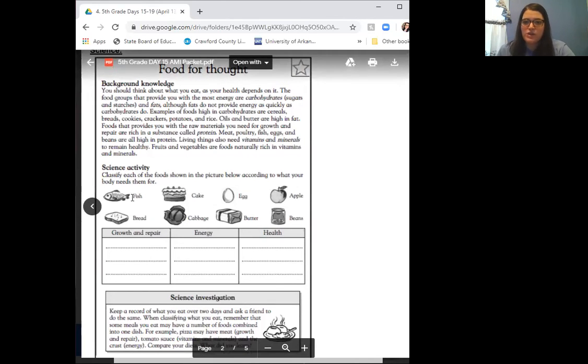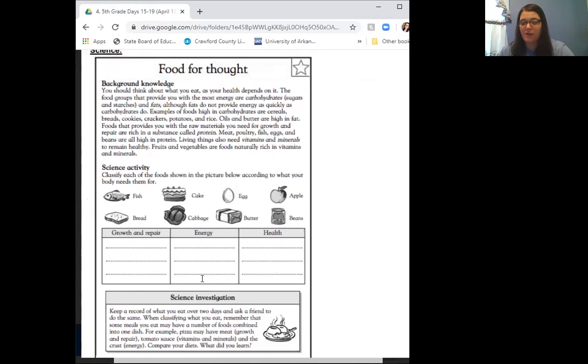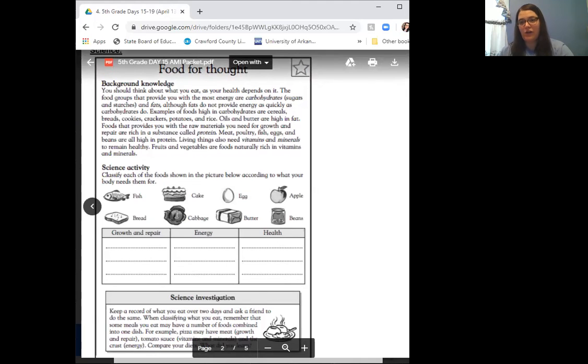So it gives you fish, cake, egg, apple, bread, cabbage, butter, and beans. So let's say if you think fish is a protein, which it is, you're going to put it in the growth and repair column. So fish would go here in the growth and repair column. If fish were a carbohydrate or a fat, it'd go in the energy column. And if fish were a vitamin or a mineral, it'd go in the health column here. So you're just going to sort these foods where you think they go.